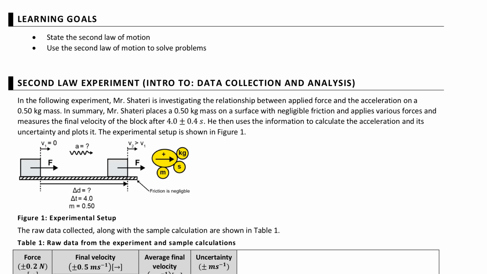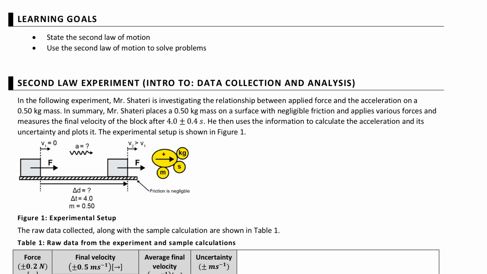Initially, it has a velocity of 0. And later on it's going to have some other velocity. This is kind of what we're measuring, and that velocity is going to be bigger than v1 in terms of magnitude. And the displacement here we don't know. We also don't need to know it. The time is 4.0, that's 4.0 plus or minus 0.4 seconds. So there's about 10% uncertainty on the time.